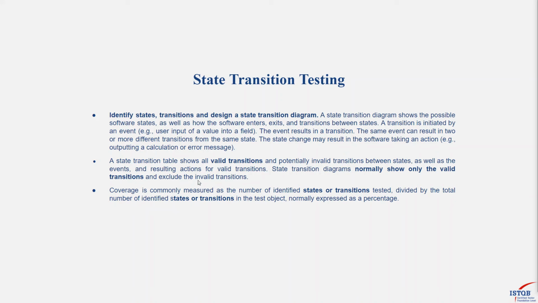As tests mostly ask about coverage, we need to know that there are 2 common techniques. Coverage is commonly measured as the number of identified states or transitions tested, divided by the total number of identified states or transitions in the test object, normally expressed as a percentage. So tests can ask about how many states are covered or, mostly, transitions. Let's go to the tests.